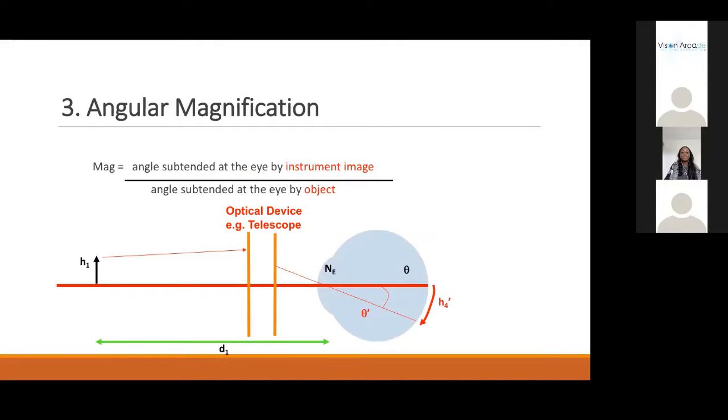And then the third method was angular magnification. This generally refers to the magnification provided by optical instruments such as telescopes. It is actually a versatile means of magnification, as it doesn't involve changing the object or viewing distance. The way that you work out angular magnification is the angle subtended at the eye by the instrument divided by the angle subtended at the eye by the object. And there you have the telescope in between the object and the eye.